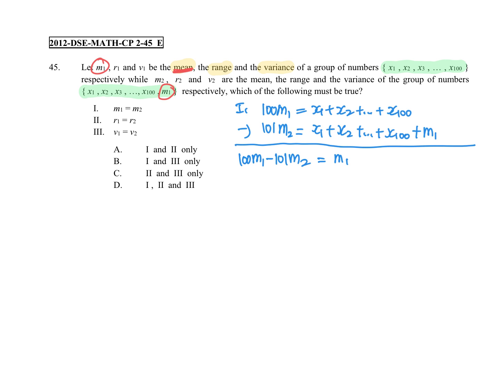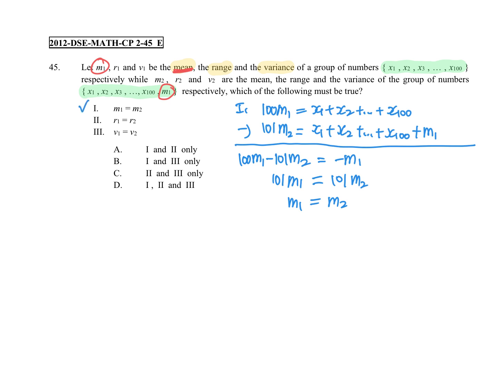This is negative M1, negative M1. So in that case, 101 M1 equals 101 M2, so M1 equals M2. That's why statement 1 is correct.